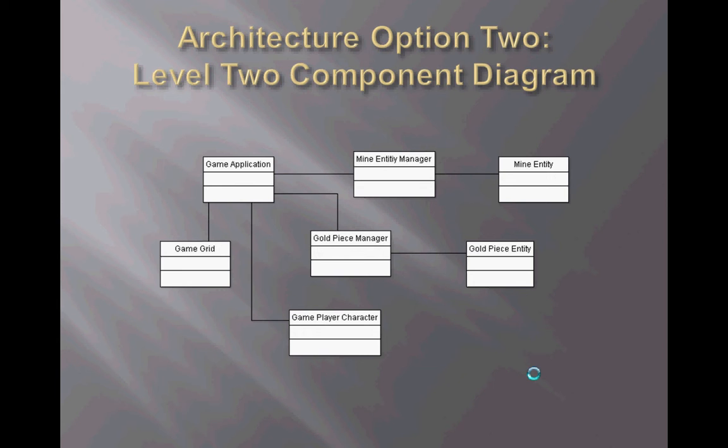This slide shows the initial design component connector diagram for the object-oriented style of the game program. We have the following 7 components: game application, game grid, mine entity manager, mine entity, gold piece entity, gold piece manager, and game player character. The connectors are once again component interface procedure calls. As will be seen, the components map nicely to the classes in the actual implementation.